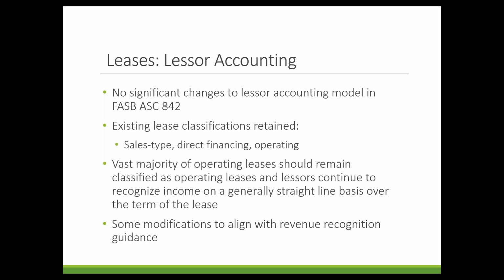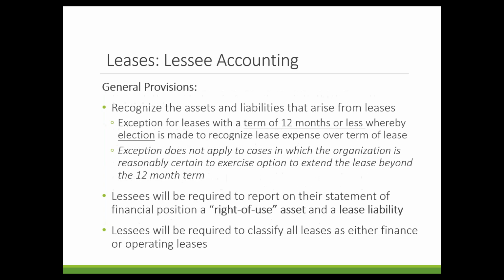And as far as lessor accounting goes, there's really no significant changes to lessor accounting under ASC 842. The existing lease classifications are still retained, which is the sales type, direct financing, and operating leases. And the vast majority of operating leases should remain classified as operating leases, and lessors will continue to recognize income on a generally straight line basis over the term of the lease. There are some modifications to align with revenue recognition guidance, but in general, lessor accounting is unchanged. And so because of that, we're going to focus more on lessee accounting today.